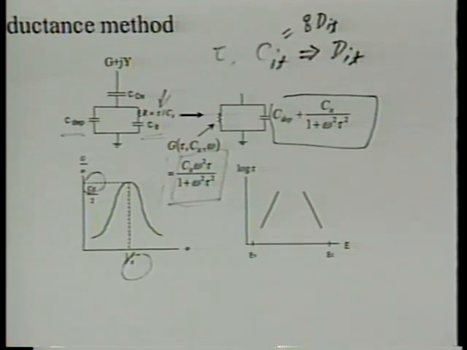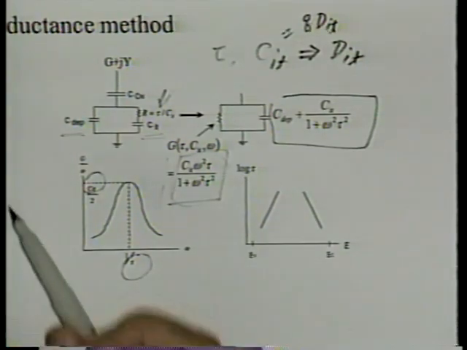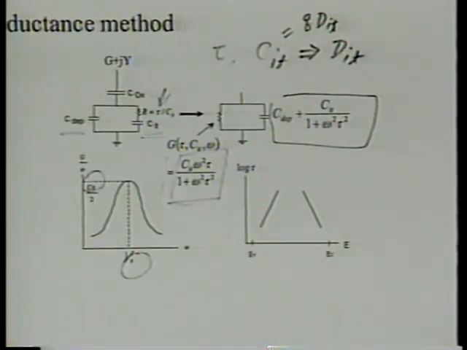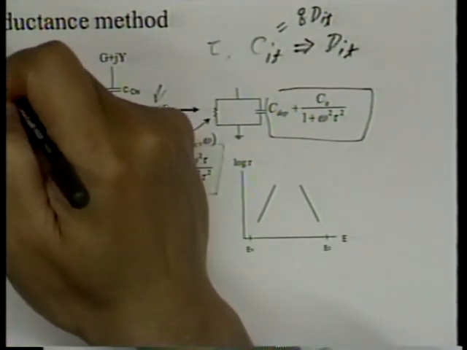Okay? And a final concluding remark I would like to say is that when the oxide becomes very thin, all these techniques, especially the conductance method and the CV method, are becoming less sensitive to interface traps. The CV method and the conductance method.